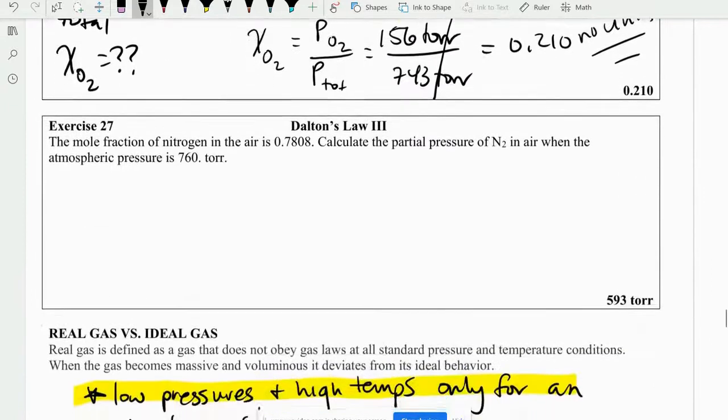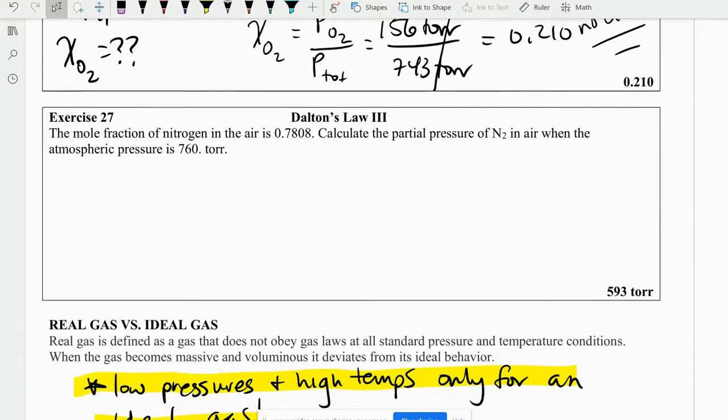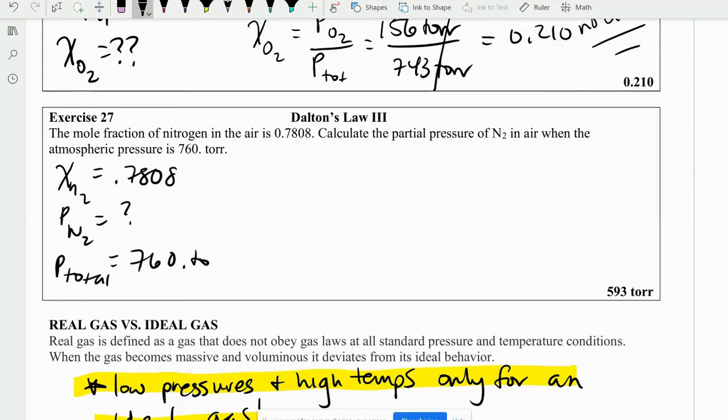All right, let's do one more practice problem using Dalton's law, and that is saying the mole fraction of nitrogen in the air is 0.7808. Calculate the partial pressure of nitrogen in the air when the atmospheric pressure is 760 torr. Again, pull out your knowns. Mole fraction is 0.7808. The partial pressure of nitrogen is unknown. We're solving for that, and we're given the total pressure in the atmosphere. At this point, it's 760 torr.